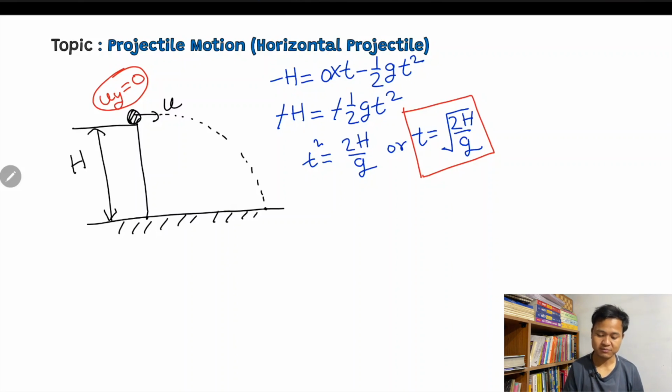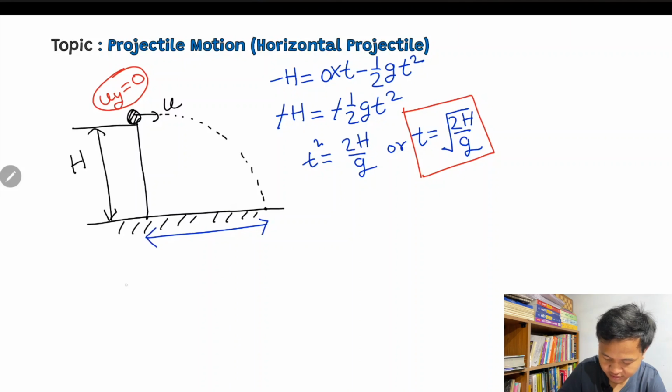Horizontal projectile, so time of flight. So total time taken is root over 2h by g. Okay. So what is the total range? This is the range. So how much is this distance?